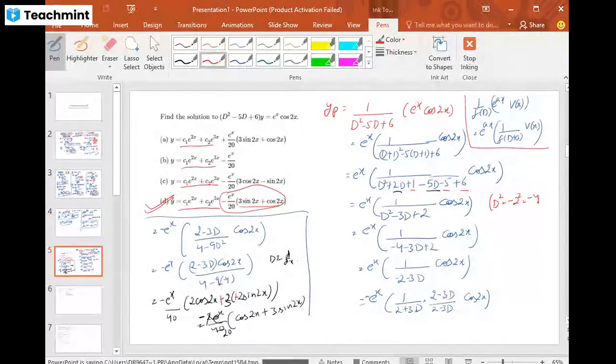Your denominator is constant, but in the numerator you can operate like 2 minus 3D, meaning 2 times cos 2x minus 3 times the derivative, because D is a differential operator. The derivative of cos 2x is minus 2 sin 2x, which we have used here, right? So you can get the particular integral. Okay, now let us consider the next problem.